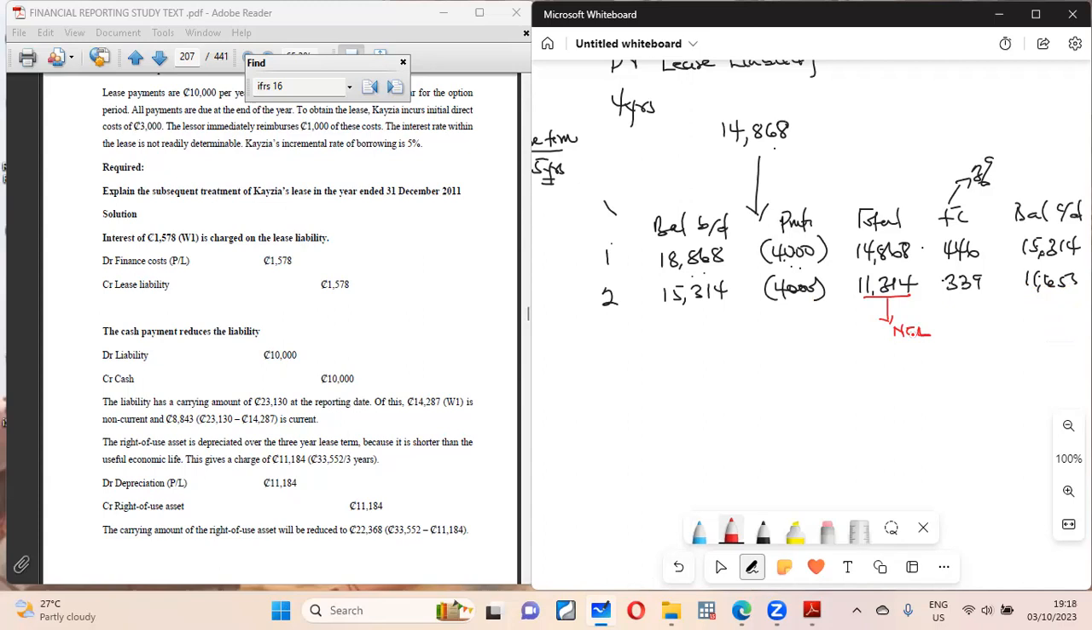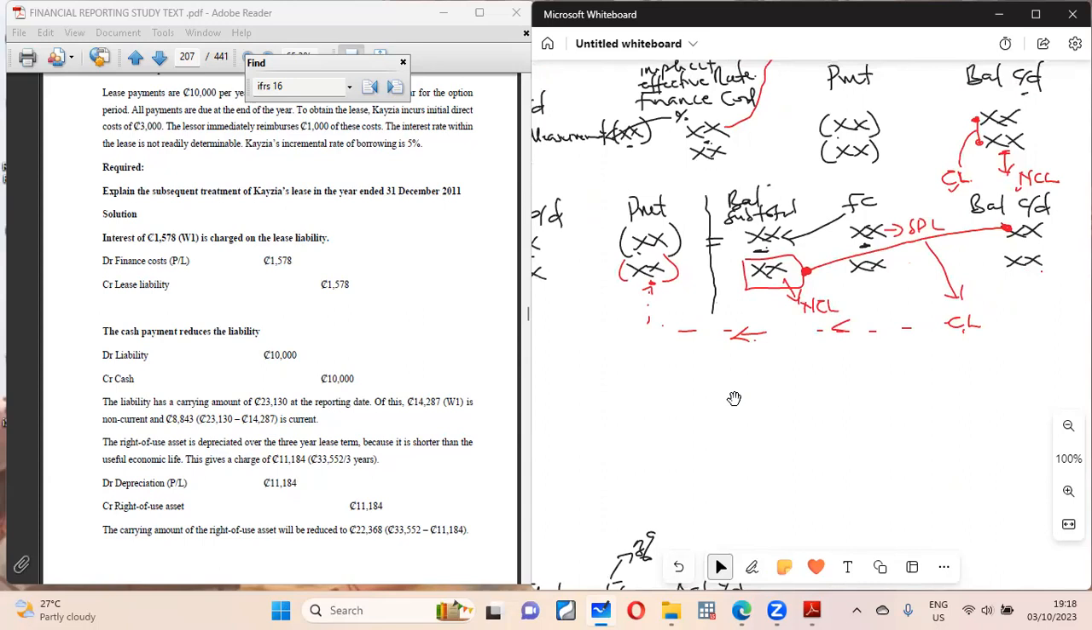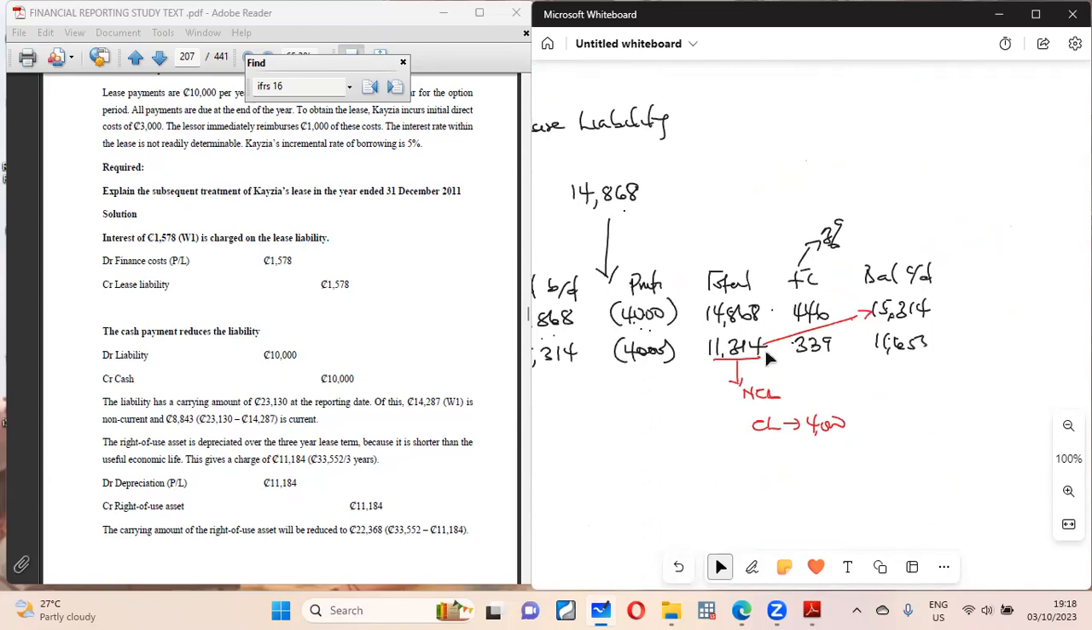That will be the difference, the 4,000. So I don't know why you are delaying. Is it the difference between this and this? I even drew a graph to tell you that it is always this. So if you actually listen to me carefully, you shouldn't be struggling. The CL is the difference between this and this, and it is always the figure here. So if you take the difference between this and this, you always get the 4,000.